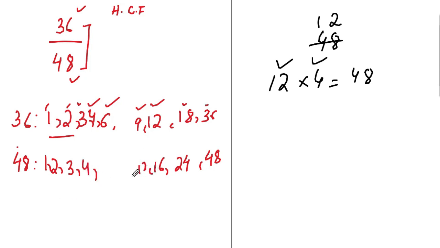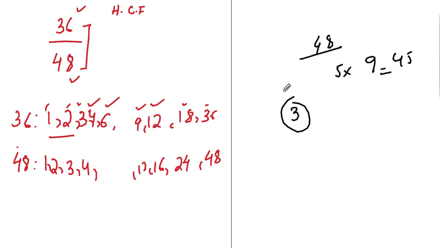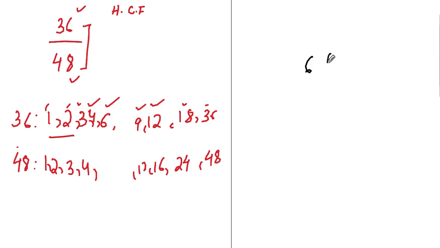Now going towards 5, 5 is not a factor of 48. Why? Because you can check it out. You know that 5 times 9 is 45, which is going to give you remainder 3. So it means it is not divisible by 5. So 5 is not a factor of 48, but 6 times 8 is 48. So I can write here 6 and 8.